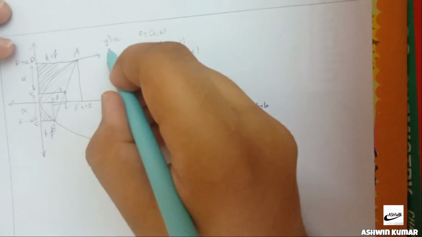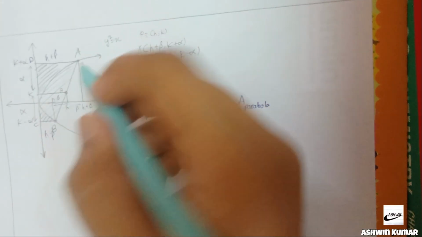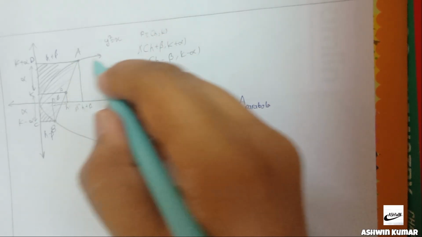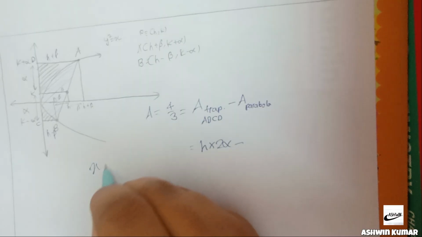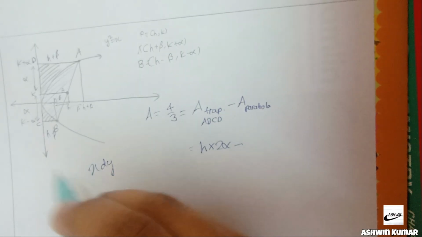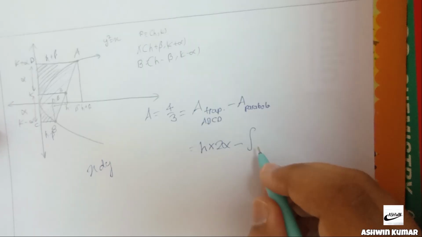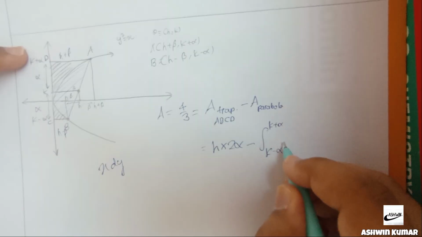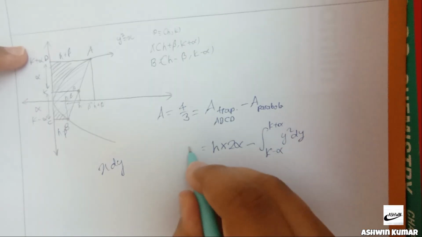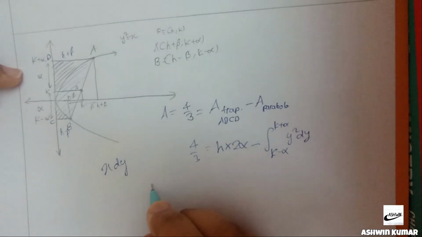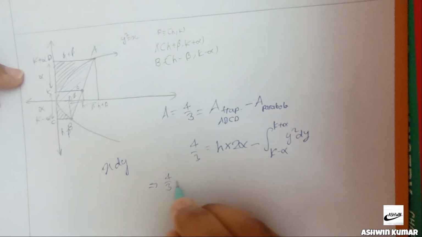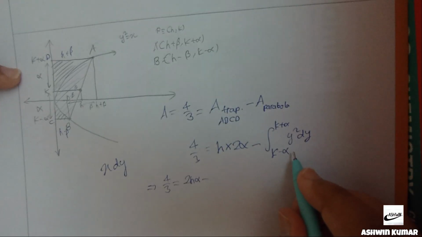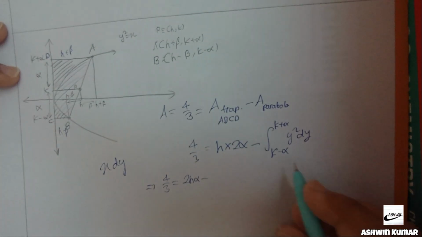Now here y square equal to x is not a function, it is an equation. If I do it with respect to the y-axis, then I should write the integral of y square dy, with limits from k minus alpha to k plus alpha, and this is equal to 4 by 3. So 4 by 3 is equal to 2h alpha minus, I'm going to write this directly and substitute the limits, because it's a basic thing.